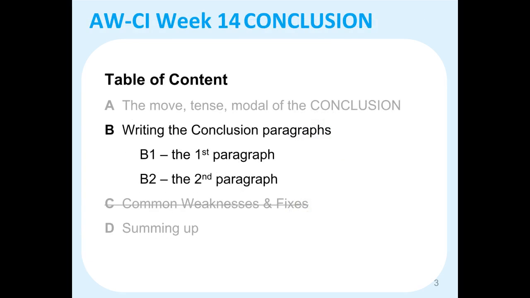We have analyzed the what and the why of the conclusion structure in Section A. Now, we proceed to Section B, writing the conclusion paragraphs, which is the how-to part of today's lecture. This section will guide you through crafting each paragraph with maximum coherence and impact. As you can see on the agenda, Section B is divided into two parts: B1, the first paragraph, and B2, the second paragraph. Based on our established structure, B1 is the future work paragraph.